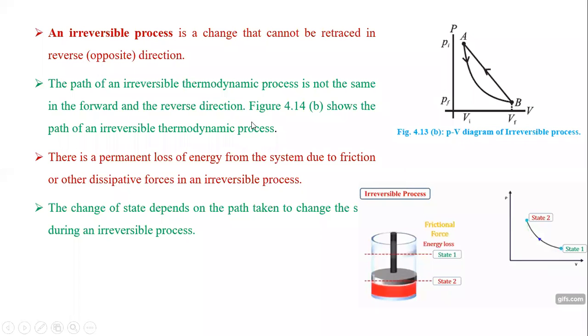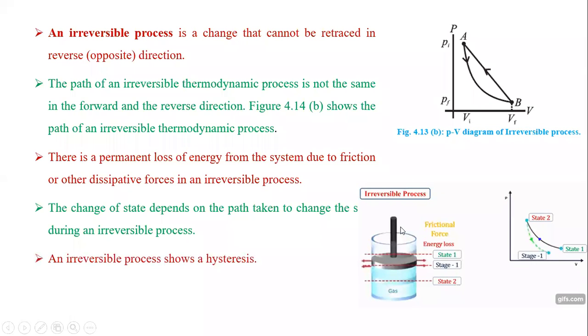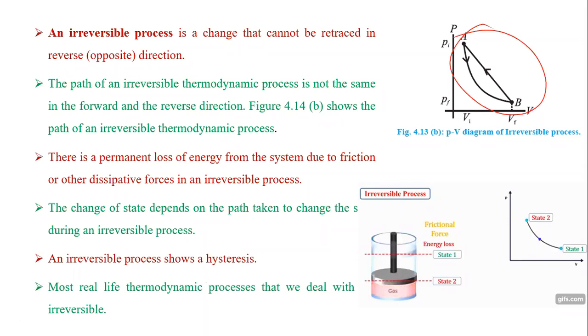The change of state depends on the path taken. It depends on the path. A reversible process shows a hysteresis. This type of graph is called hysteresis. Most real life thermodynamic processes that we deal with are irreversible.